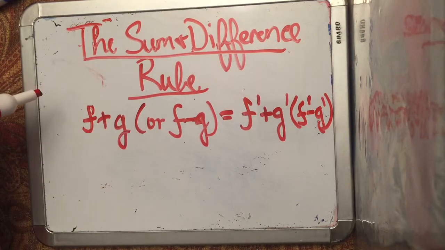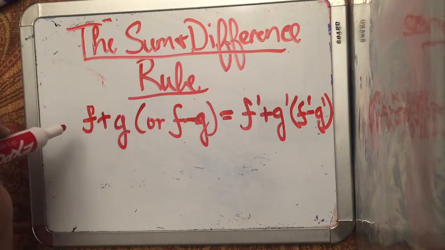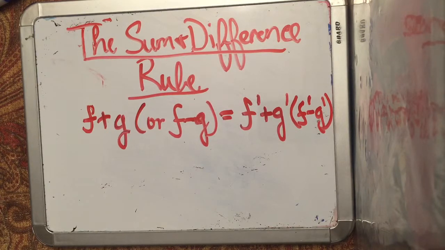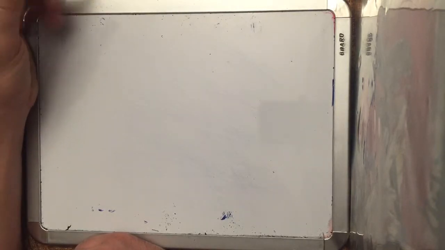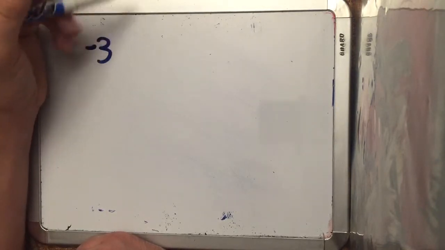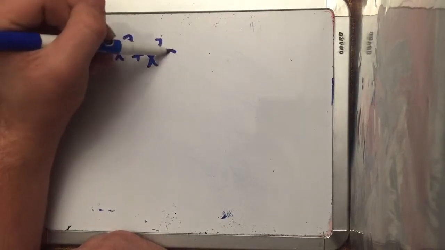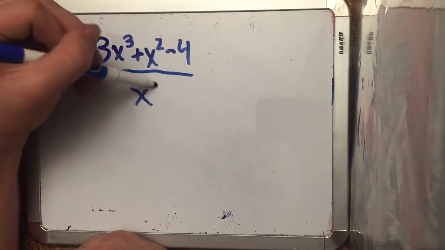And this is as long as all the original functions in question are differentiable. And in turn, the derivatives will also be differentiable. And the sum and difference rule works. So you already used this concept during the power rule, but some more examples are going to be essential. So this is the polynomial concept that we did. And let's do a rational one. Negative 3x cubed plus x squared minus 4 over x squared.